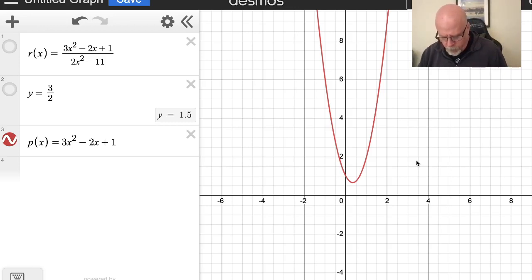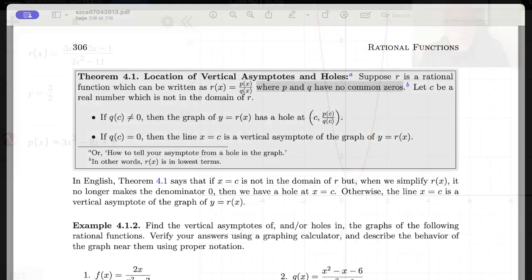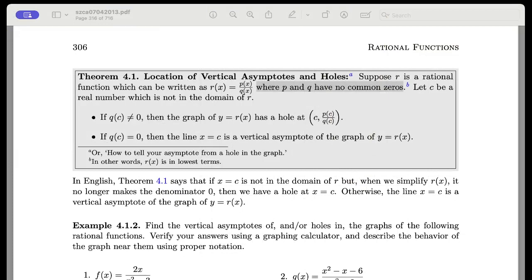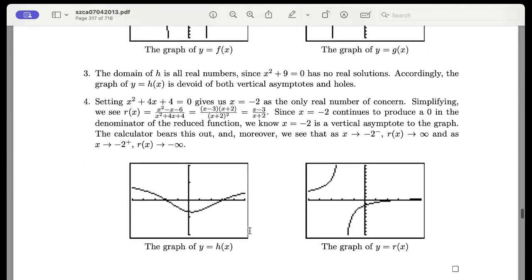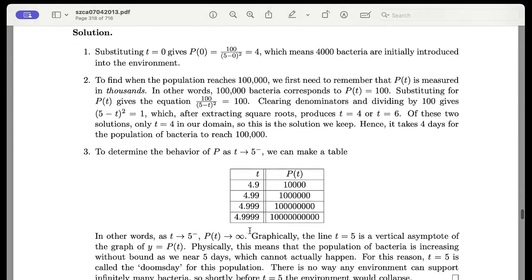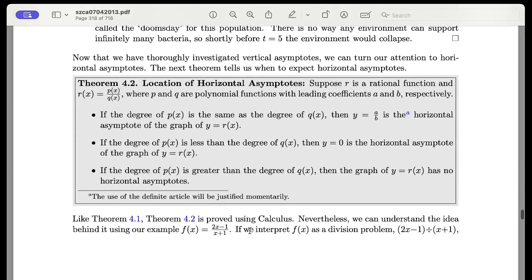Okay, I've got a note here that I'm supposed to show you theorem 4.2. So let's transition over to the thing with the book. And then we'll look at 4.2. That's 4.1. Location of horizontal asymptotes.